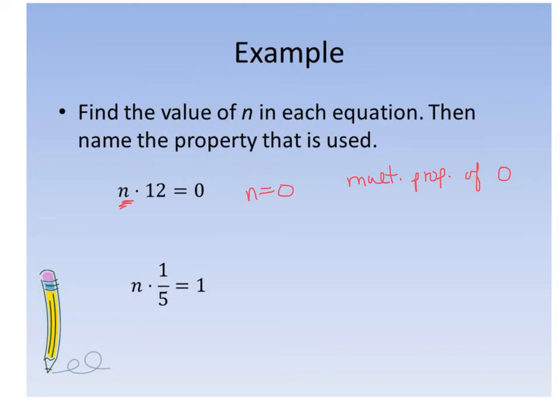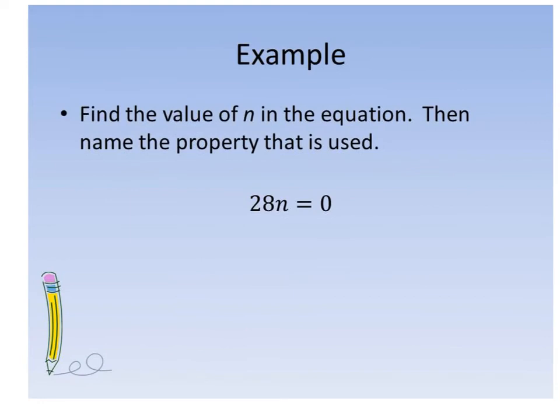Okay, so what is n, and then what property would that be? So if n times 1/5 is 1, what does n have to be? Can't be 0, can't be 1/5, can't be 1. How about 5? 5 times 1/5, and if we reduce before we multiply, we get 1. All right, so if I take 5 times 1/5, what property is that? That's multiplicative inverse, multiplied by the inverse.